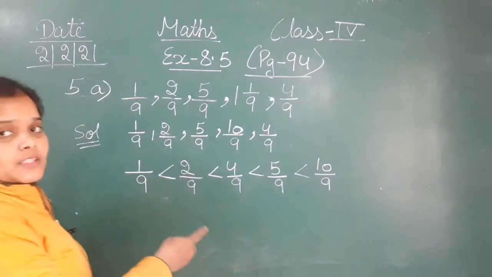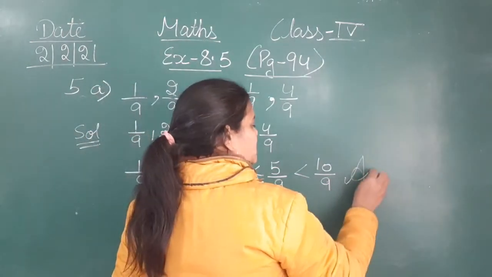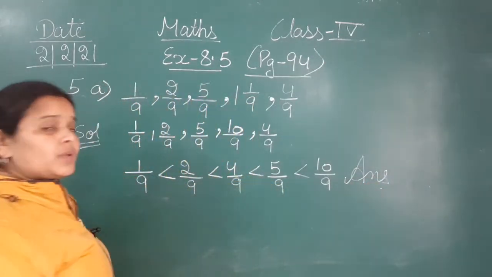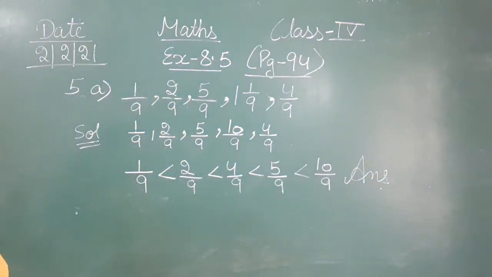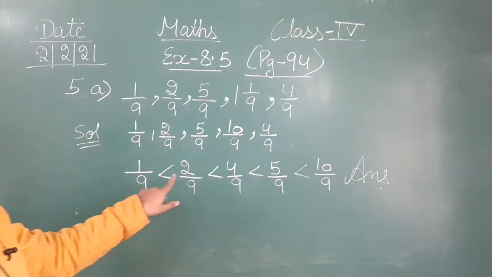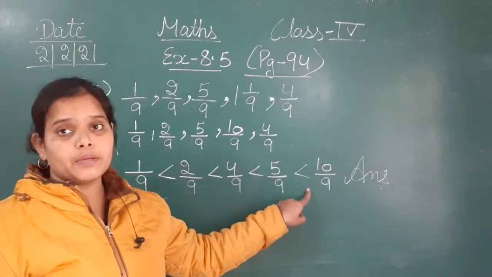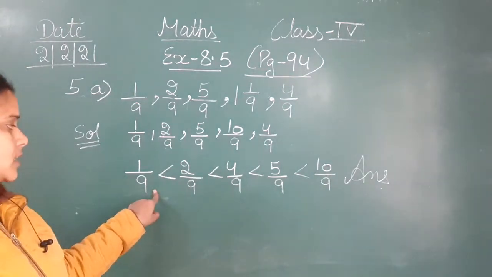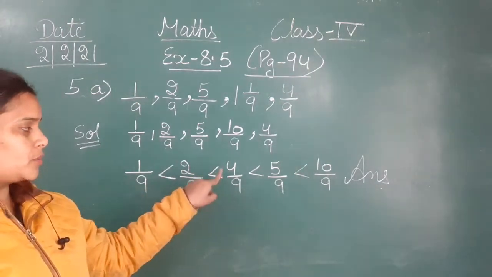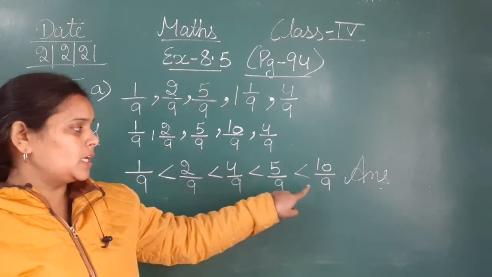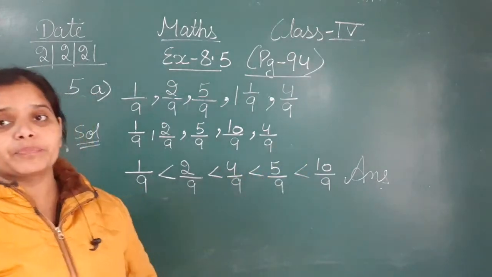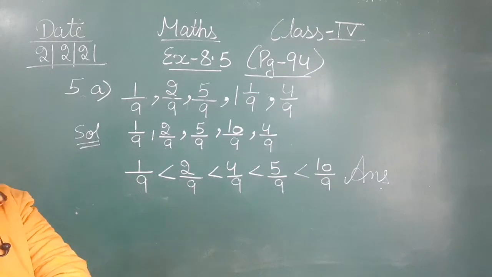Okay, and this is your solution and this is your answer. So now we have arranged the given fractions in ascending order. So this is how you are going to arrange the given fractions into ascending order. Don't forget to write, I'm telling you again and again, don't forget to put these signs here. 1 upon 9 is smaller than 2 upon 9, is smaller than 4 upon 9, is smaller than 5 upon 9, is smaller than 10 upon 9. Clear? Chaliye. So this was the A part.